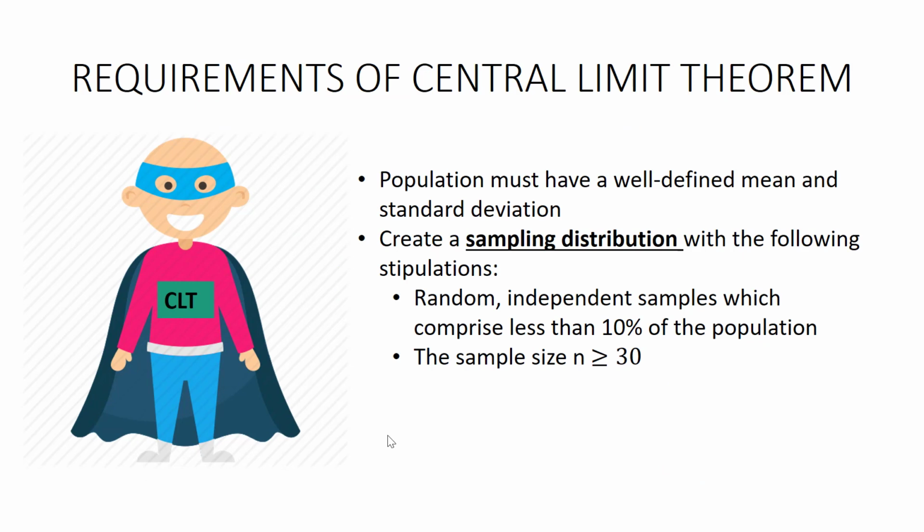So here are the requirements that we have of our central limit theorem. The population has to have a well-defined mean and standard deviation. Does that mean that it has to be normally distributed? No, we simply have to know its mean and standard deviation. It does not have to be normally distributed. When we go to create a sampling distribution, we need to have random independent samples, and those samples have to comprise less than 10% of the population if we are to treat them as independent. And then lastly, as I've mentioned several times in this video, our sample size has to be 30 or more.